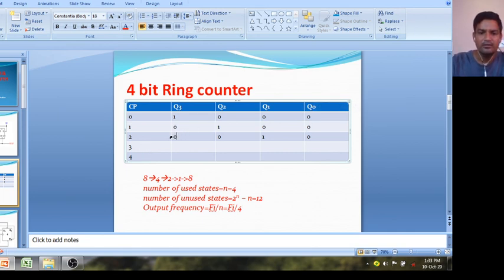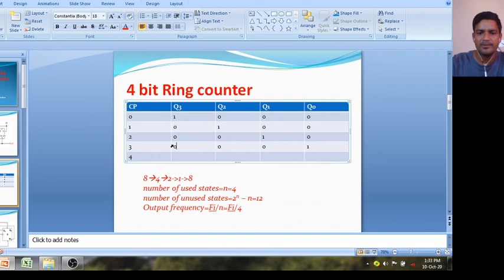Now shift this data. This 0 is shifted here after the third clock pulse. This 0 is shifted here. Yes, this 1 is shifted here, and this 0 will come here.